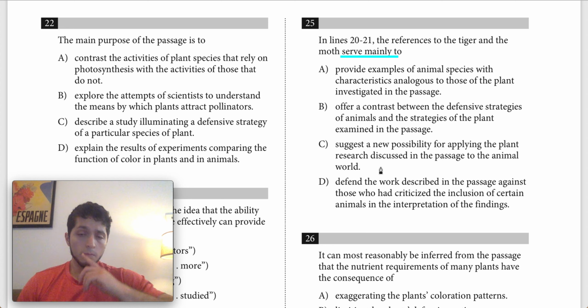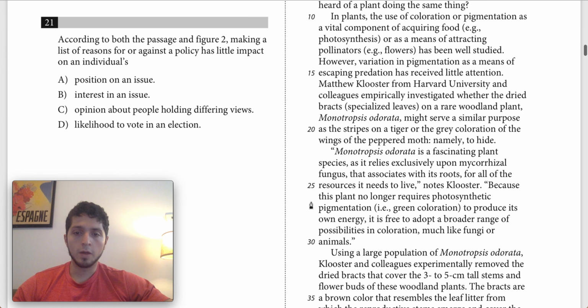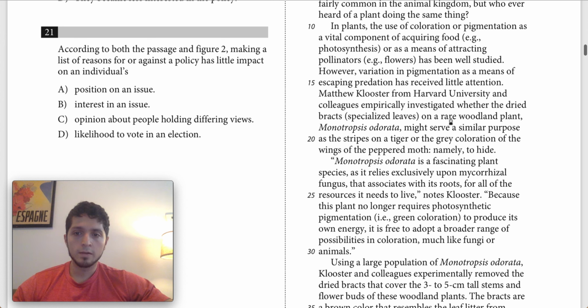Just basically go to the references that are mentioned, and we're just going to figure out what's the purpose, what is the meaning of the reference to the tiger and the moth, what's the idea that the author is trying to communicate in making that reference. So we go through to lines 20 through 21, and that's right here. And the whole sentence says, we'll actually start it up here. Basically, Matthew Klooster is trying to find out if Monotropsis odorata might serve a similar purpose as the stripes.